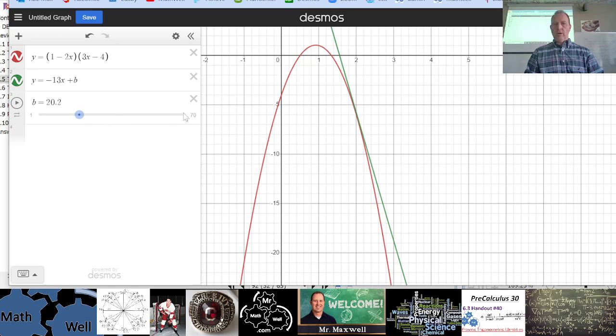See the 2? So if I, boom, that hits twice now, and pretty close to hitting once there. See? Look at that, at x equals 2. So that is a tangent line at x equals 2. The slope is negative 13. Another way you can check that.